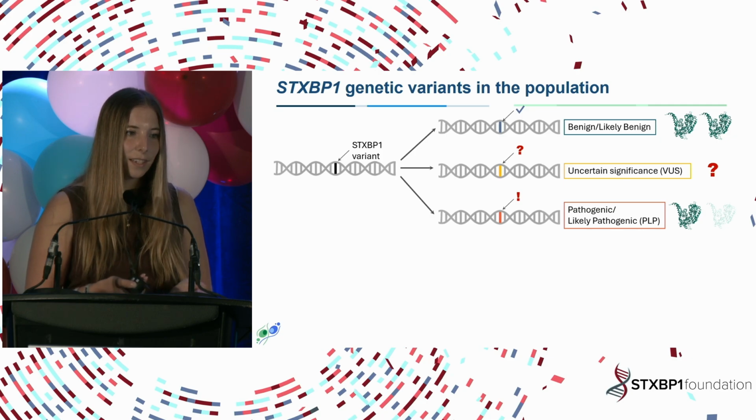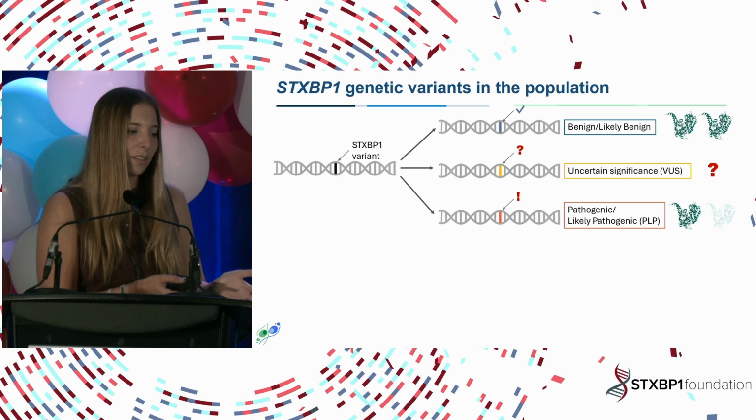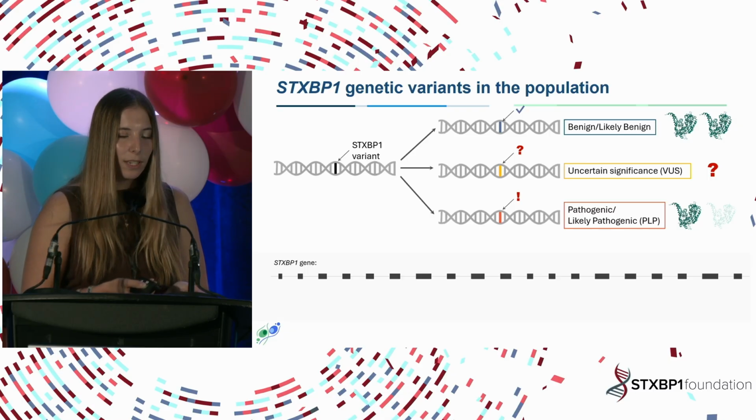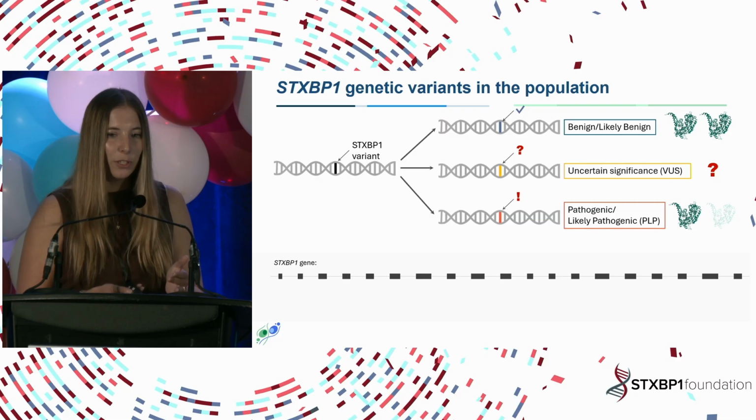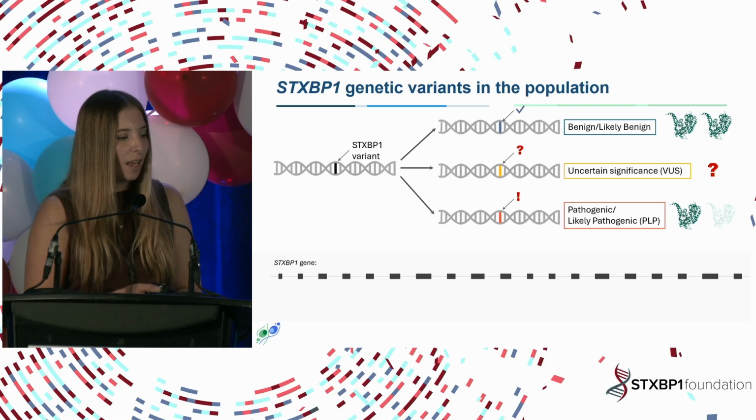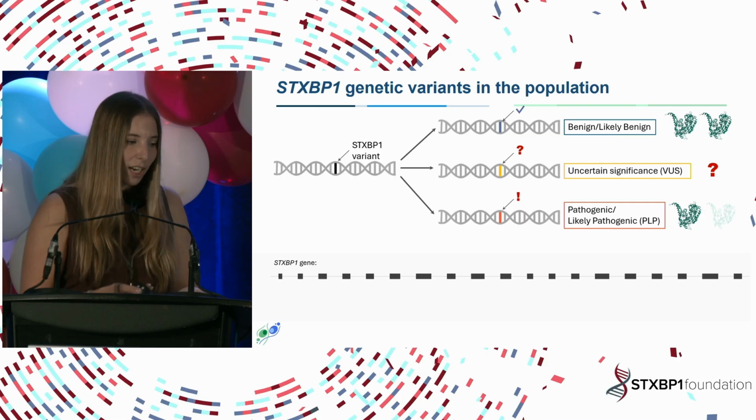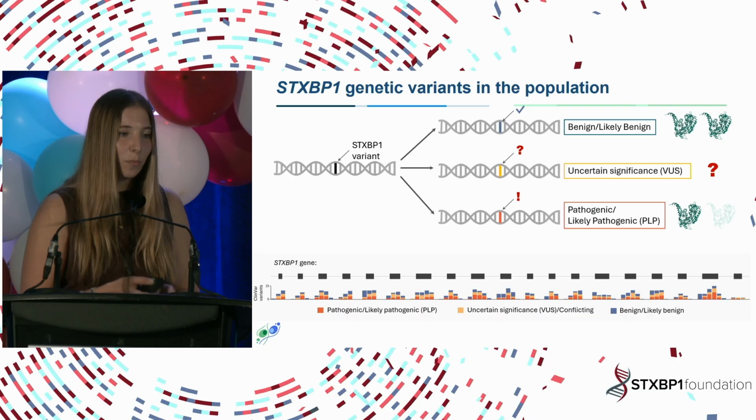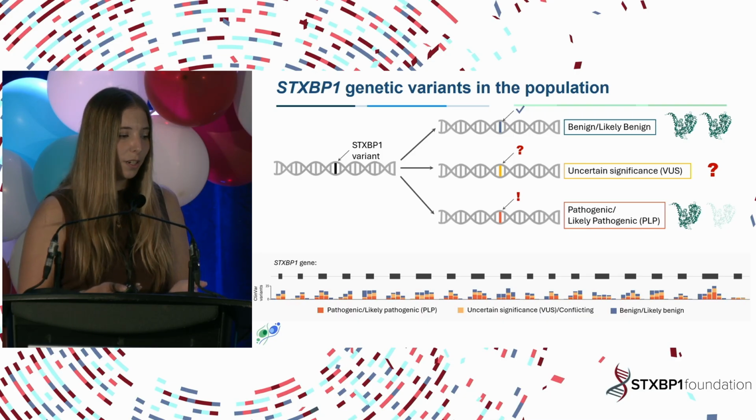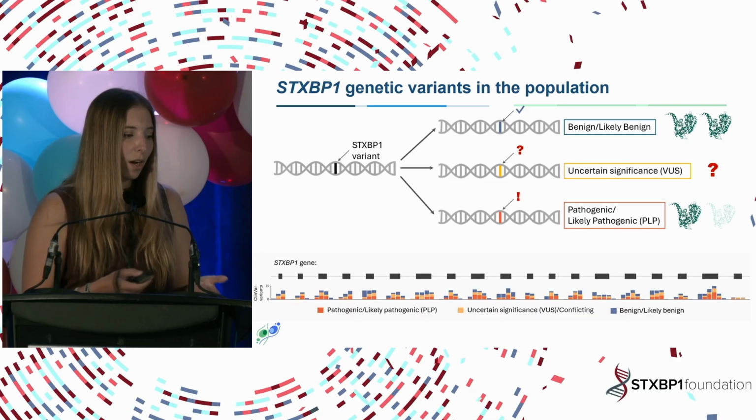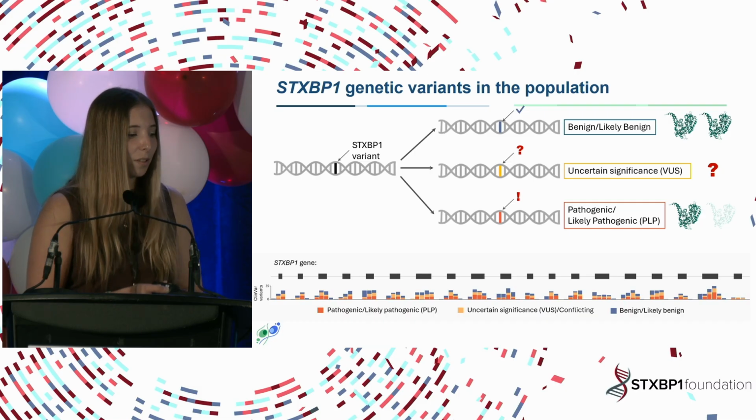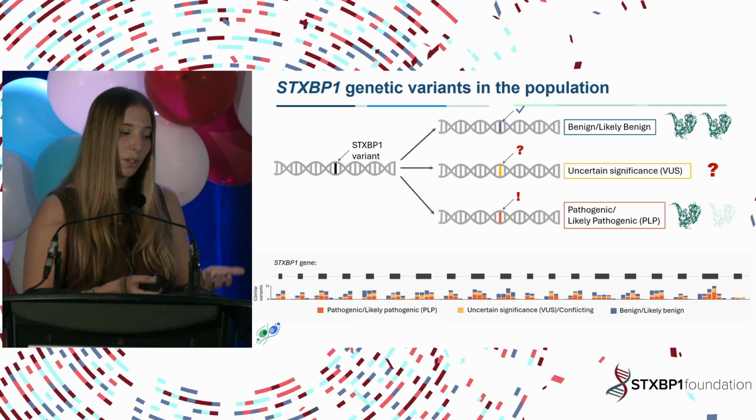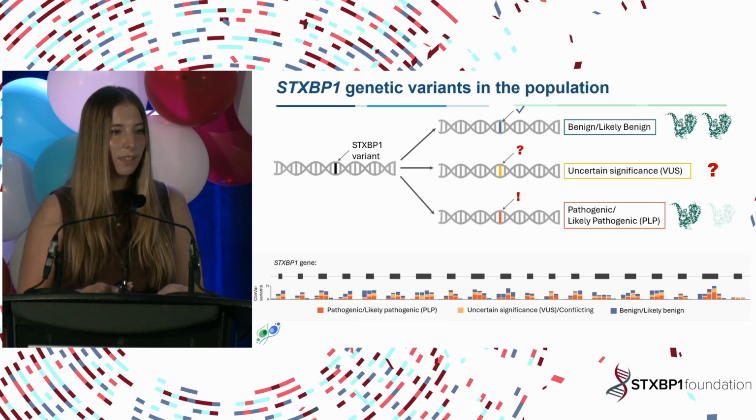These are variants that are found in the gene in a patient, but it's not clear whether they cause the disease or not. If we look at the STXBP1 gene, this is usually how we visualize it with the different pieces. And if we look at the variants that have been described to date along the gene, there's actually more than 1,000 variants that have been described so far, but many of them are benign, many of them are pathogenic, of course, but there's also a lot of them that we don't know what their effect is on the protein. We don't know if these variants will cause STXBP1-related disorder or not.